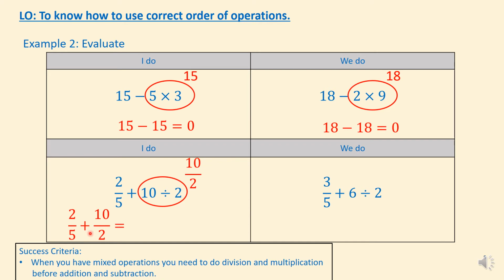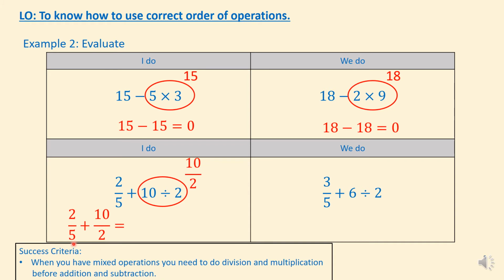Okay, you remember what we need to do when you're adding two fractions? The first step was to look at the denominators. If the denominators were the same, you could easily do the addition. But if the denominators are not the same, which is the case here, one of them is 5, one of them is 2, you have to make the denominators the same.